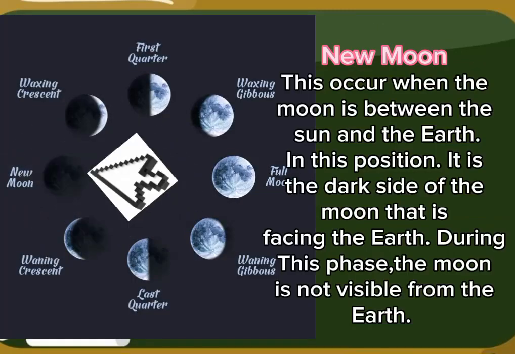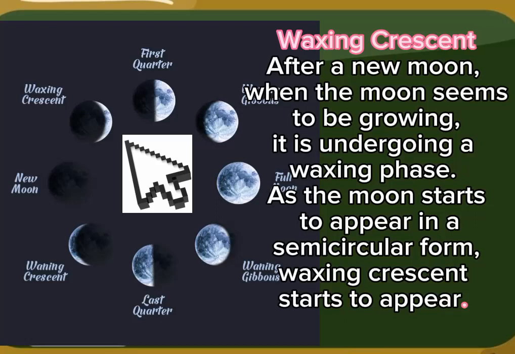New moon. This occurs when the moon is between the sun and the Earth. In this position, it is the dark side of the moon that is facing the Earth. During this phase, the moon is not visible from the Earth. Waxing crescent. After a new moon, when the moon seems to be growing, it is undergoing a waxing phase. As the moon starts to appear in a semicircular form, the waxing crescent starts to appear.